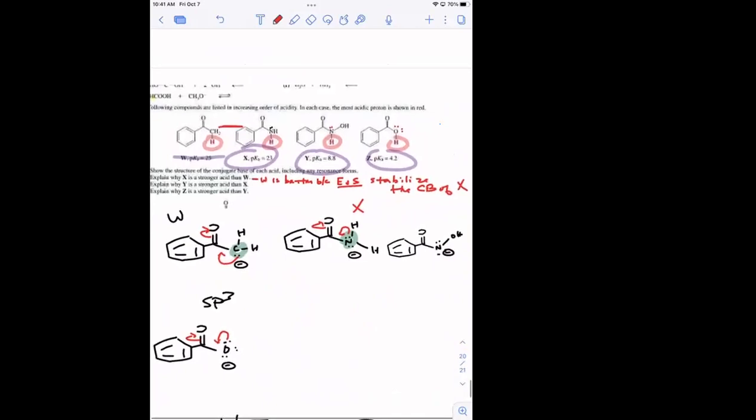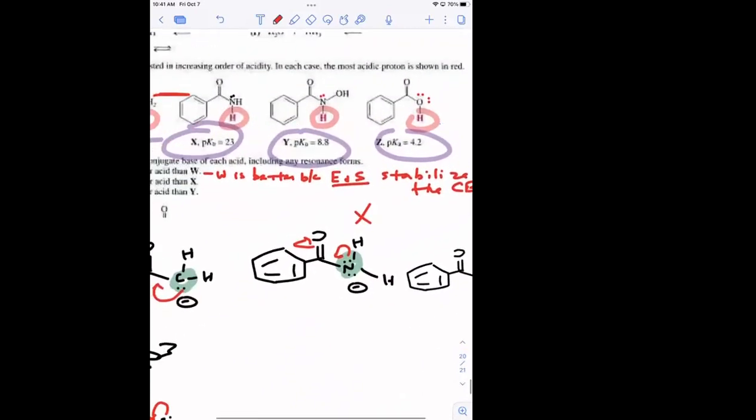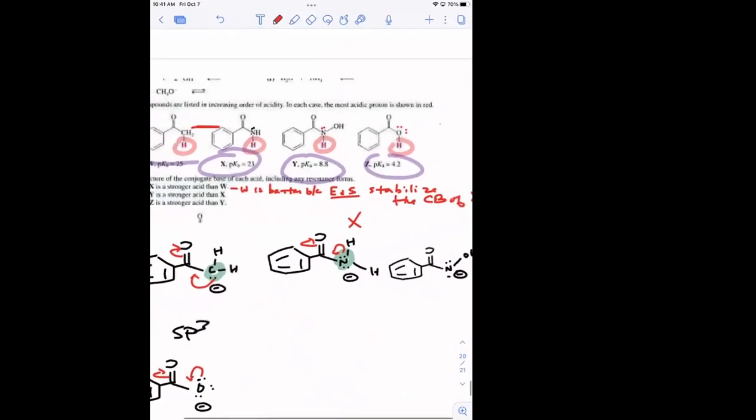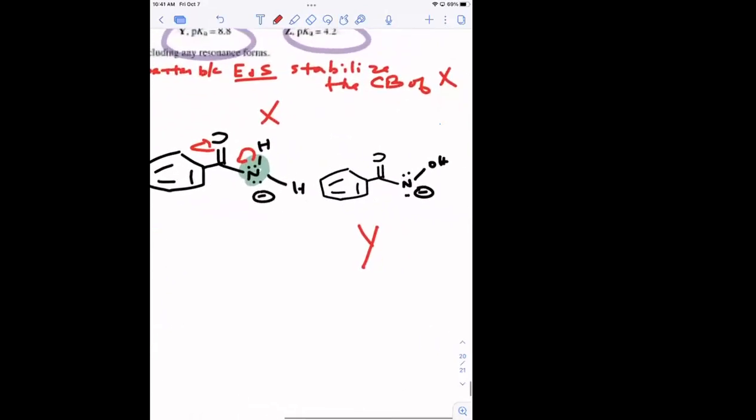Let's do the next one. It says explain why, so let's make sure we get the right one. Is a stronger acid than C. This is C down here, this is Y. Actually, no. In the second question, it says why is Y better than X? So let's compare those two, Y and X.